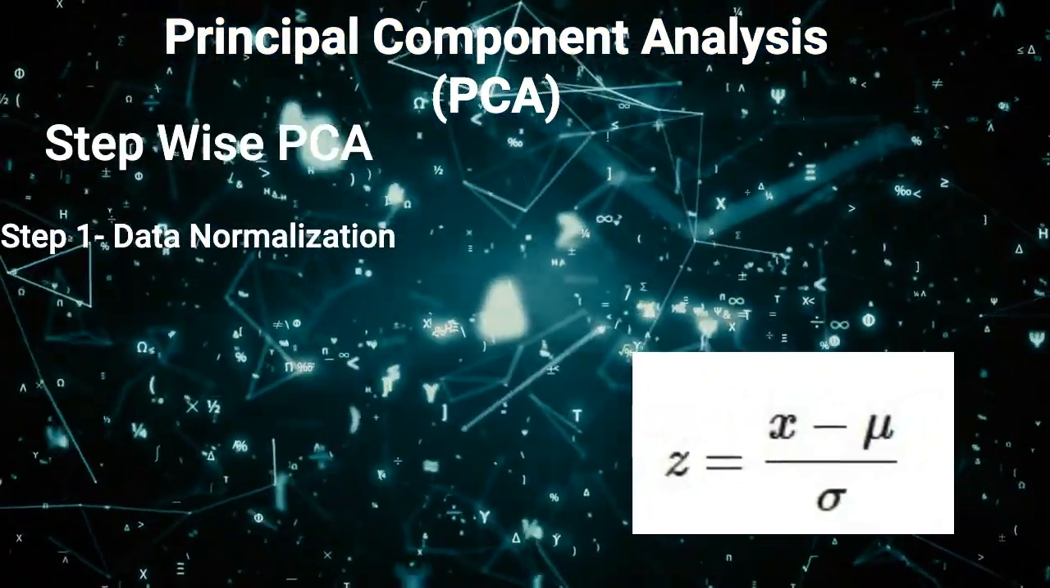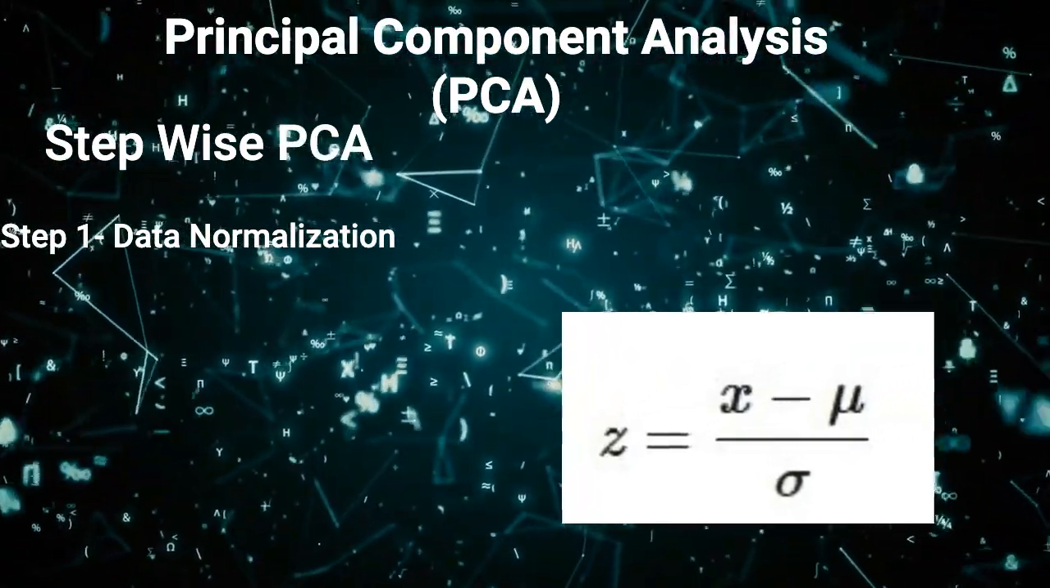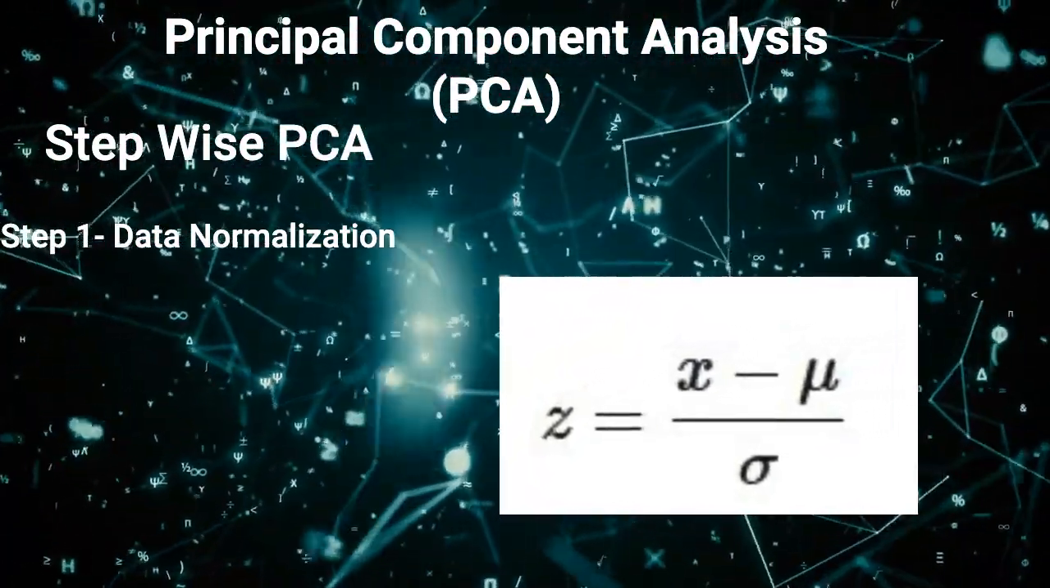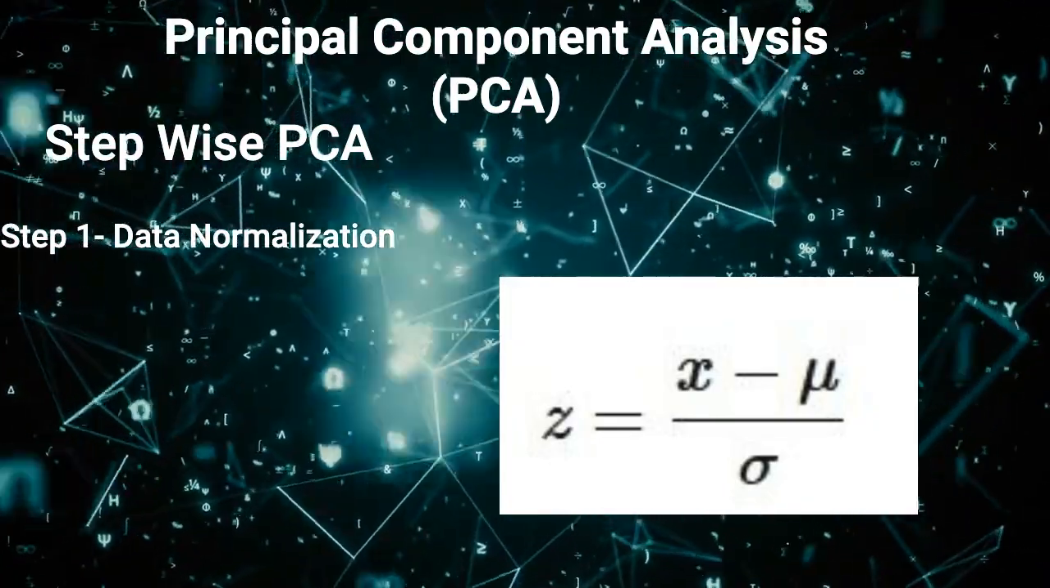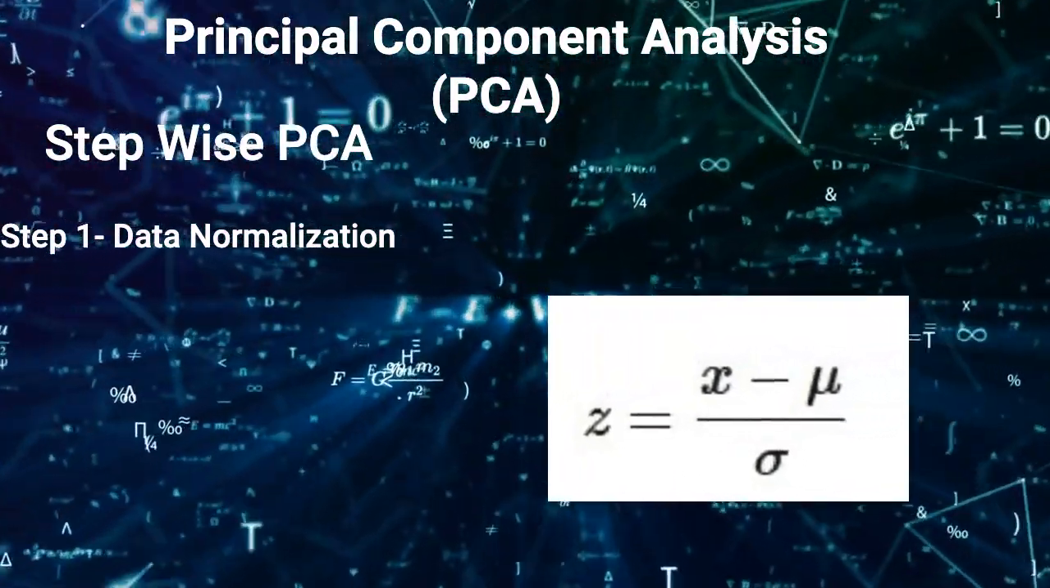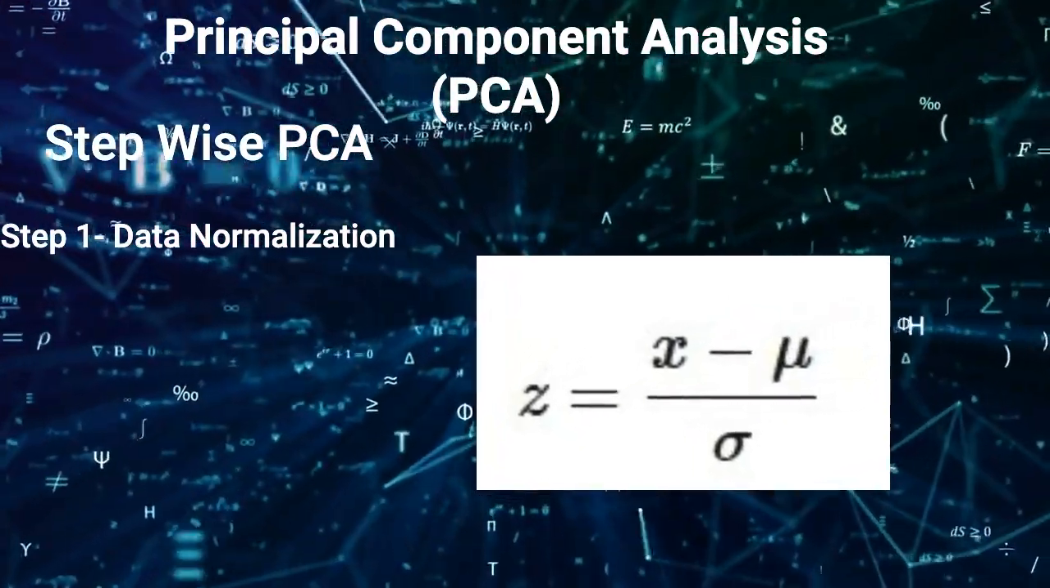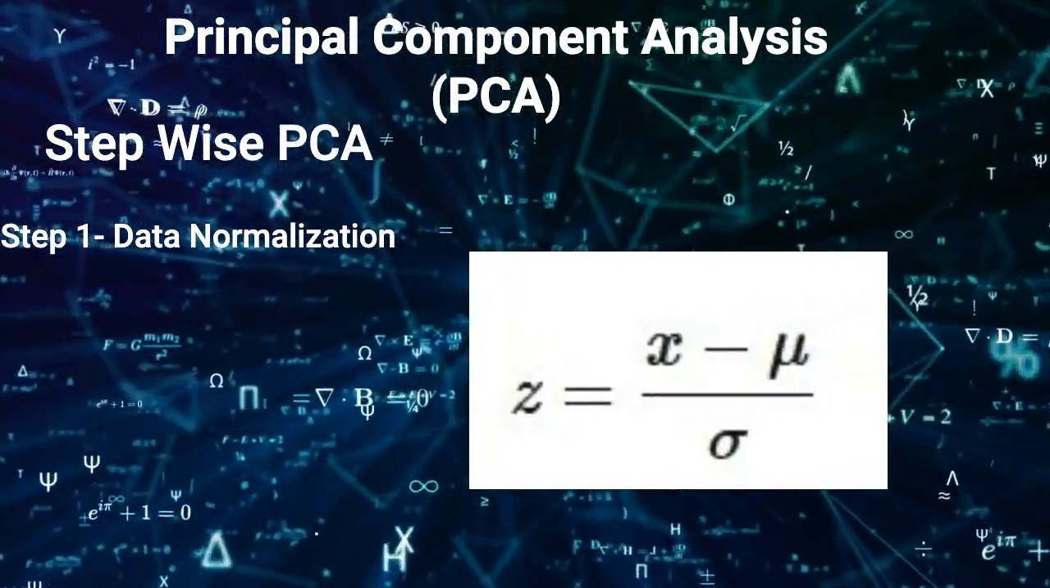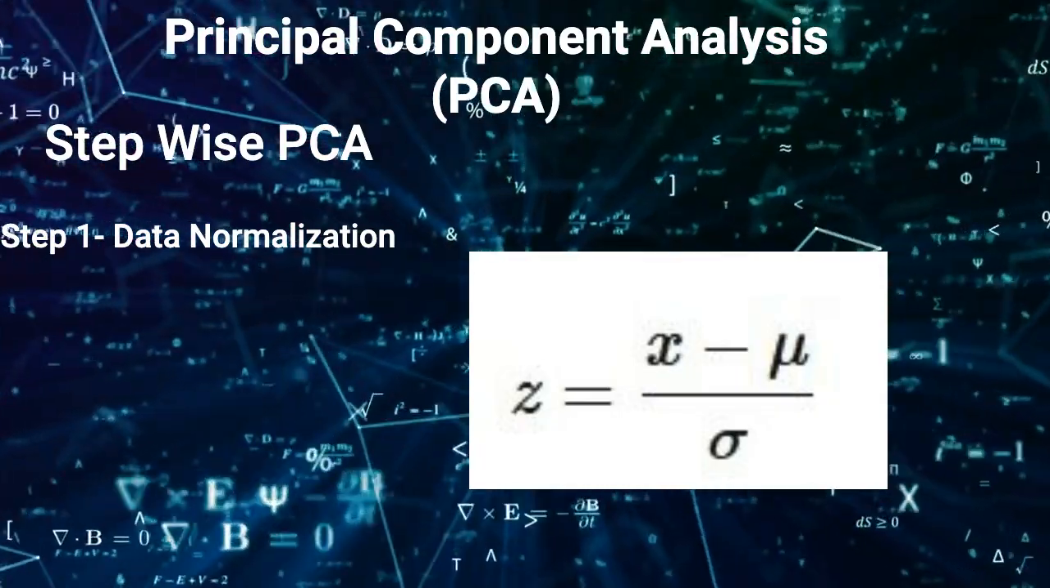The first step is data normalization. It prevents one variable from dominating others in case each variable has a different dynamic range of values. In this step, each variable is subtracted by its mean and divided by its standard deviation, which results in variables with mean 0 and standard deviation of 1.